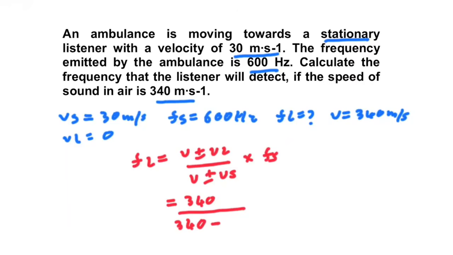So we're going to have minus 30 multiplied by the frequency emitted by the source, which happens to be 600 Hertz. So now I just need to put that in my calculator, and we have the frequency that is observed by the listener, and this is equal to 658.06 Hertz. And there we go. That is the frequency observed by the listener when we have an ambulance that is moving towards the stationary listener with a velocity of 30 meters per second.